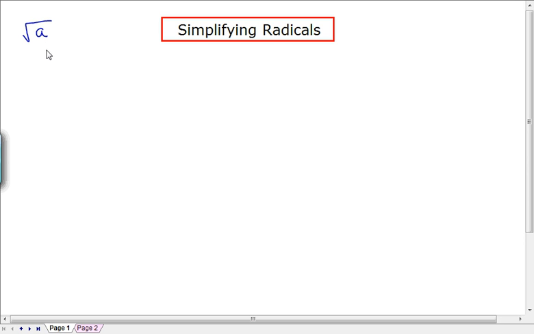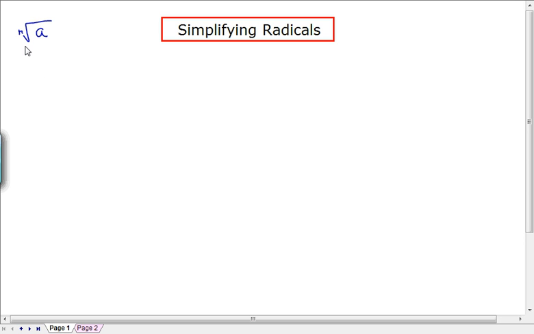A stands for any number here. Now this is the square root of a. In that case, the index is 2. But we don't generally write the 2 for square roots. It's understood to be 2. For any other index, we have to write it.